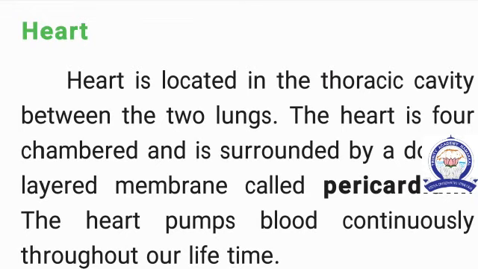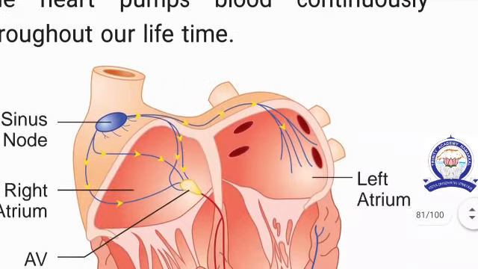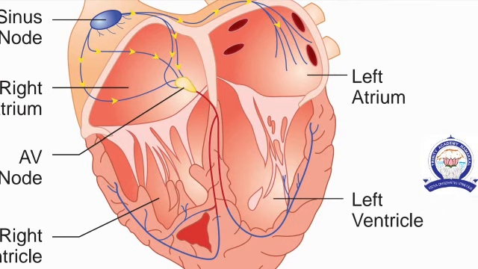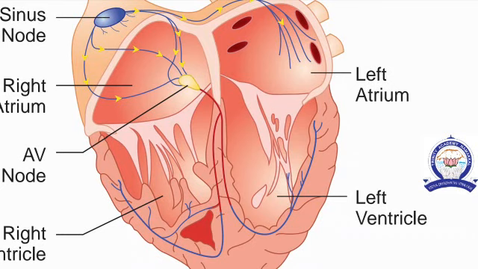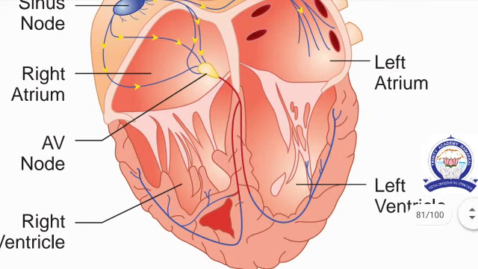The heart is four-chambered. Four chambers means two upper chambers and two lower chambers. The upper chambers are the auricles, otherwise called the atria. The lower chambers are the ventricles. So it is divided into right and left sides: right atrium and left atrium are the upper chambers, and the lower chambers are the right ventricle and left ventricle.